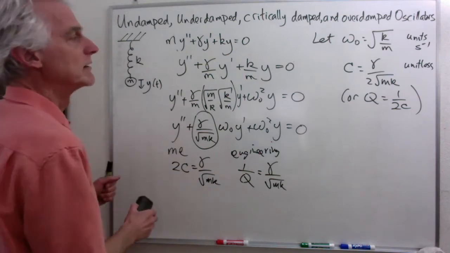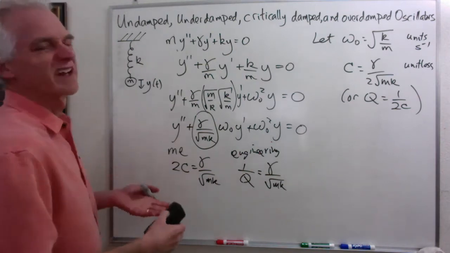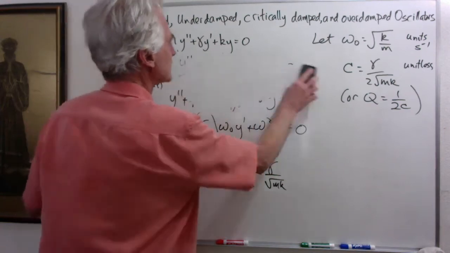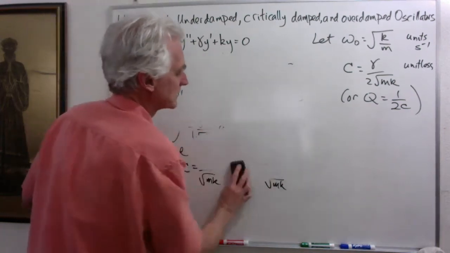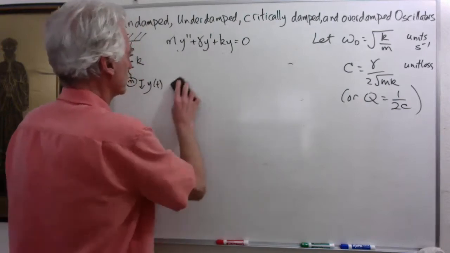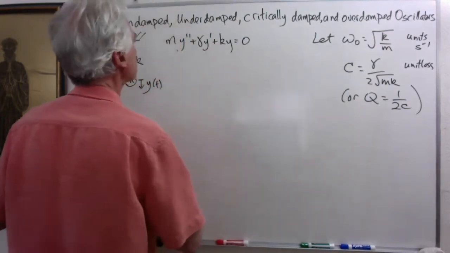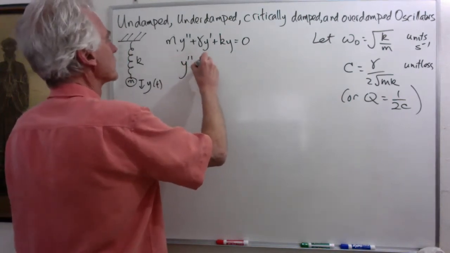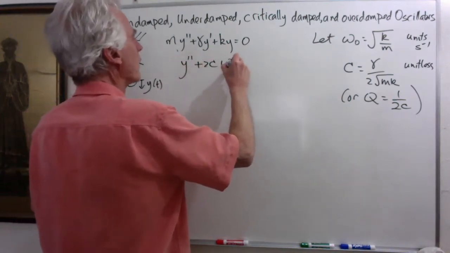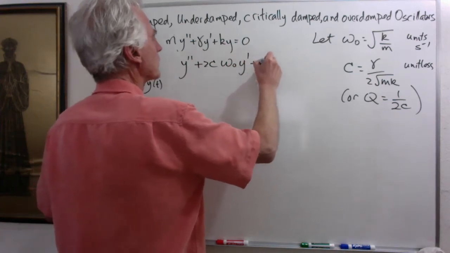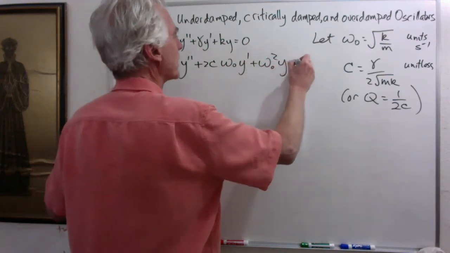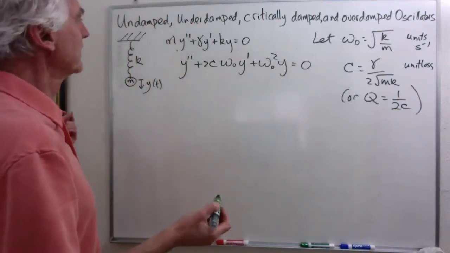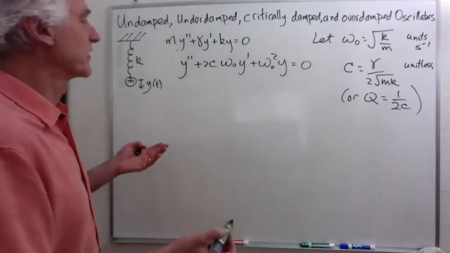Okay. And you'll see why I put the 2 in there. The formulas are a little bit nicer. So let's keep that original equation, but rewrite the scale one. So we've got y double prime plus 2c omega naught y prime plus omega naught squared y equals 0. And then we want to find the characteristic equation for this, etc.